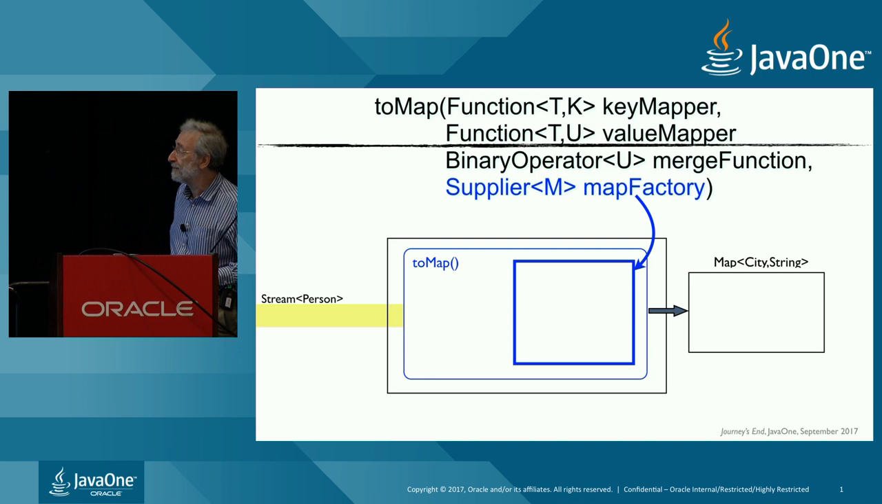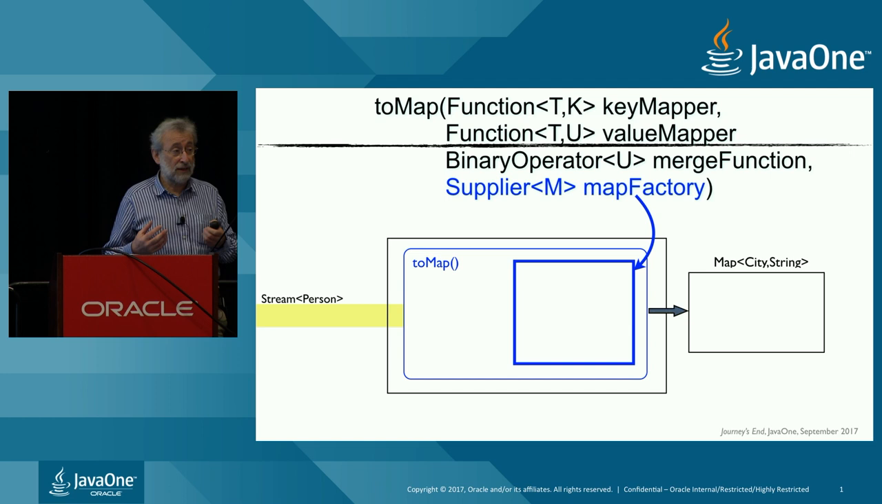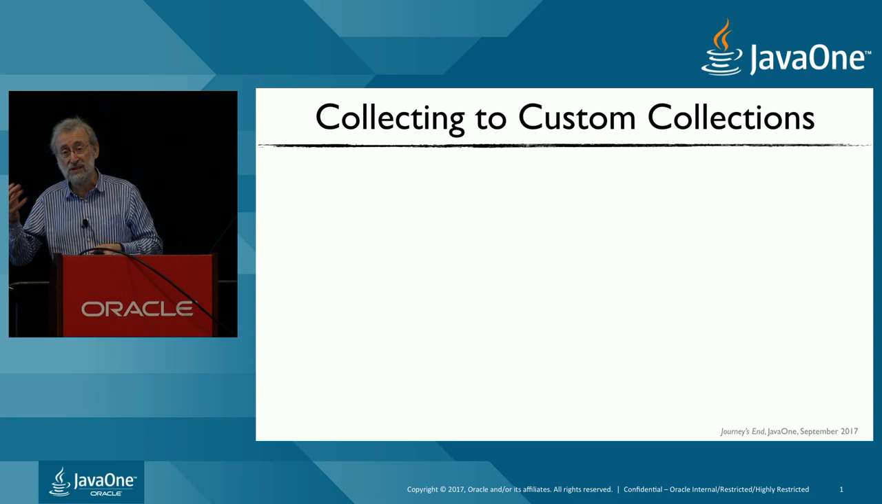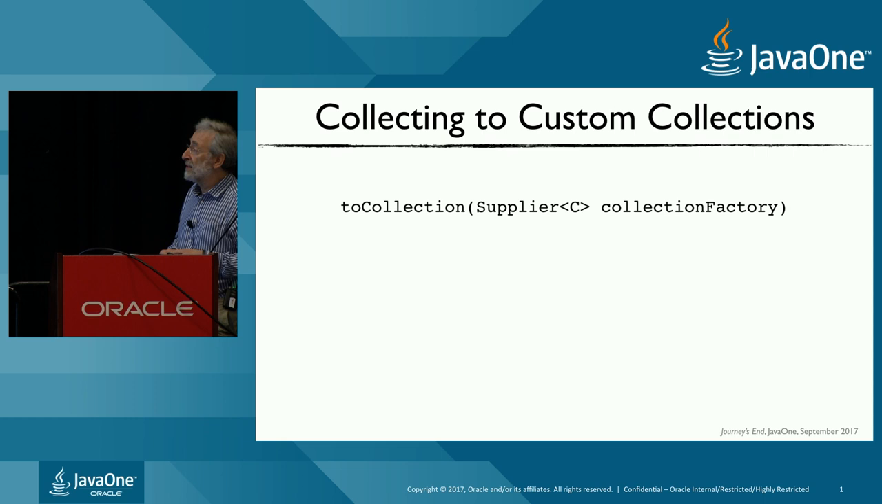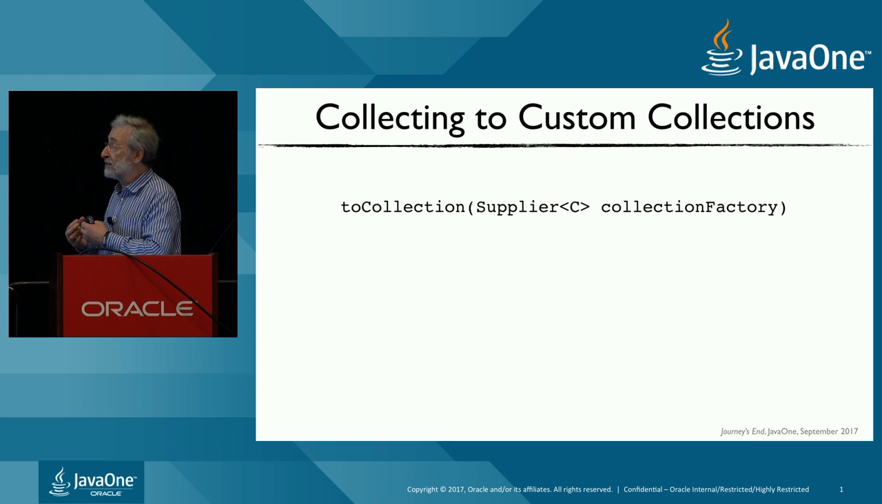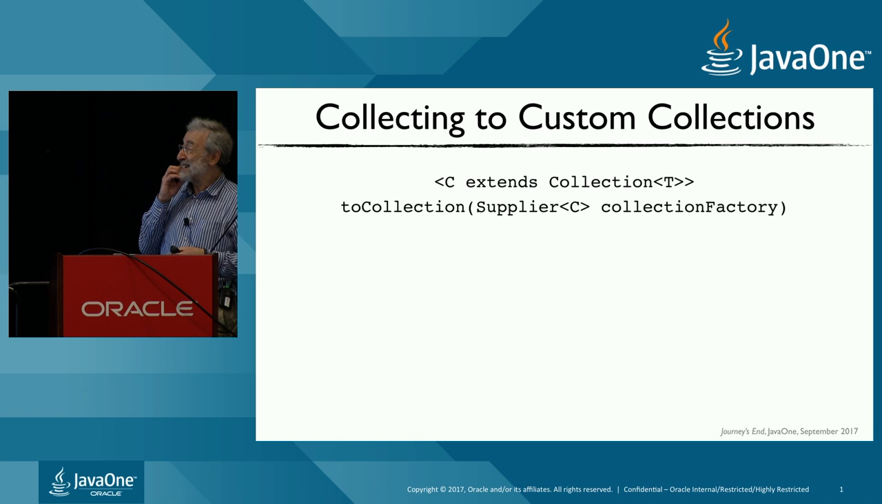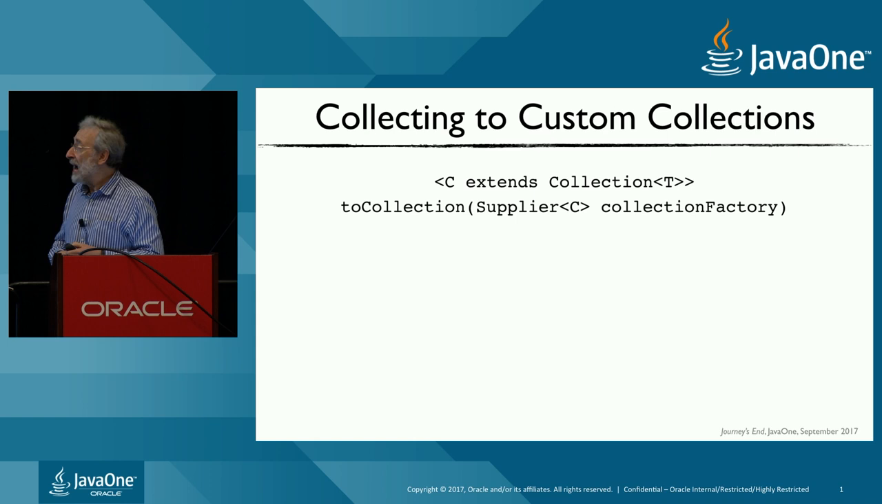So there's the two methods for collecting to custom containers. One of them is for custom maps, because of course maps don't implement the Java util collection interface, but everything else does. So queues and sets and lists all implement the collection interface. And so the method that provides you with what will allow you to collect to a collection looks like this. That's a signature, but the parametric type C is defined as having to be a subtype of collection, and what that returns is a collector which will take.